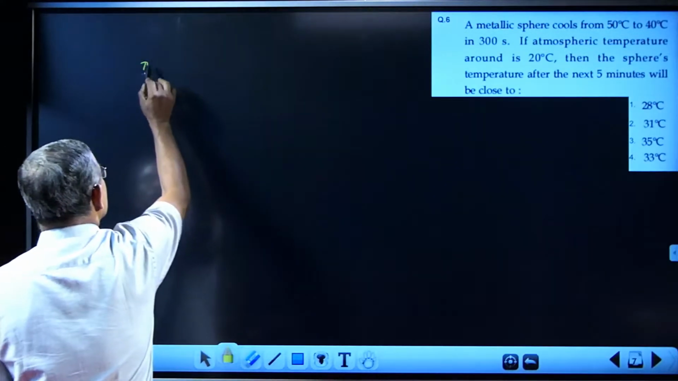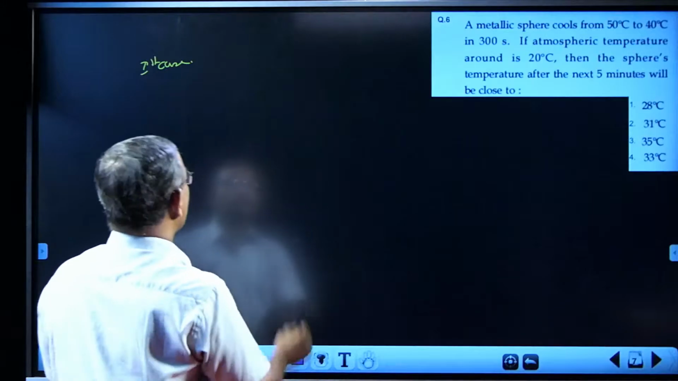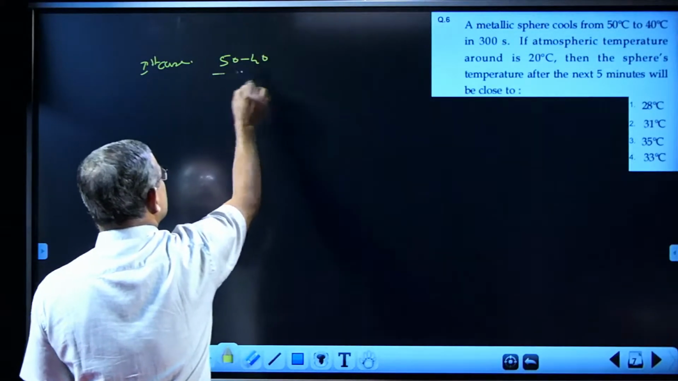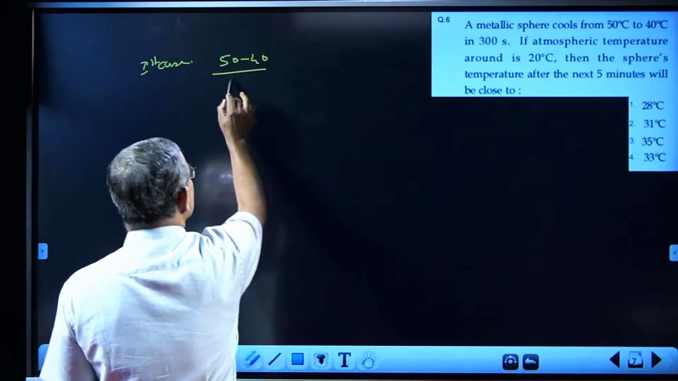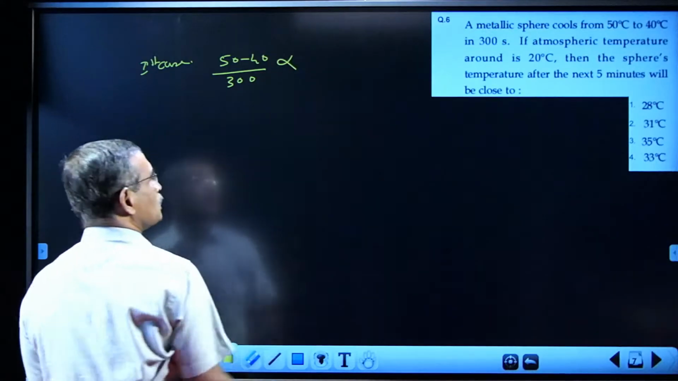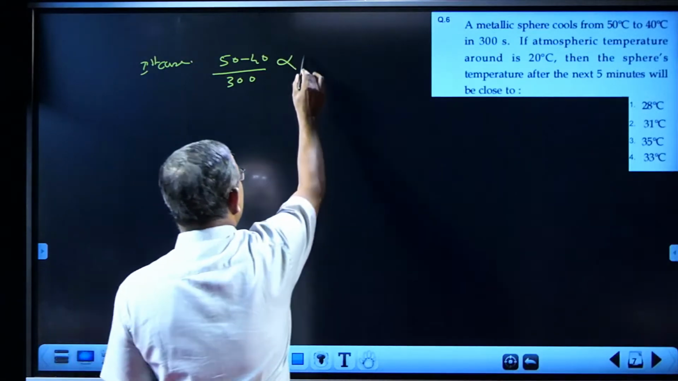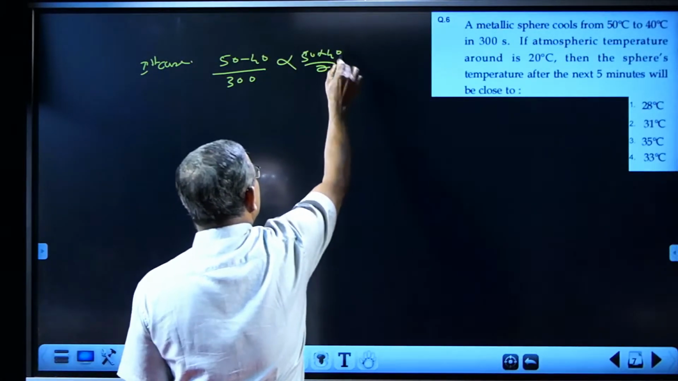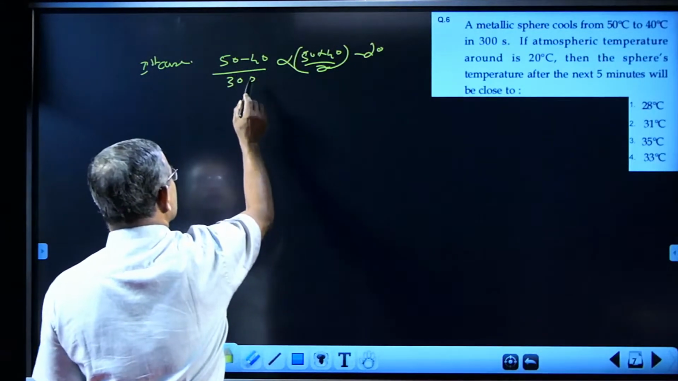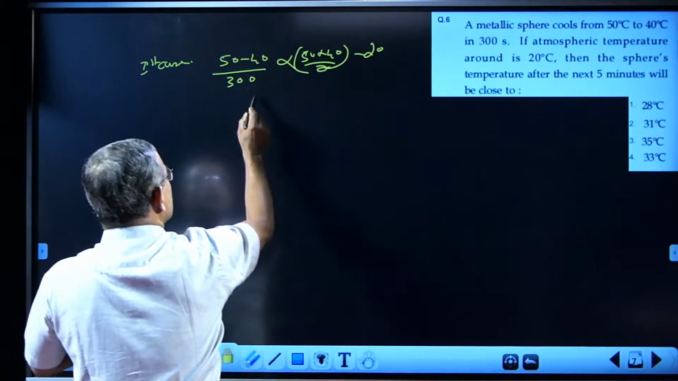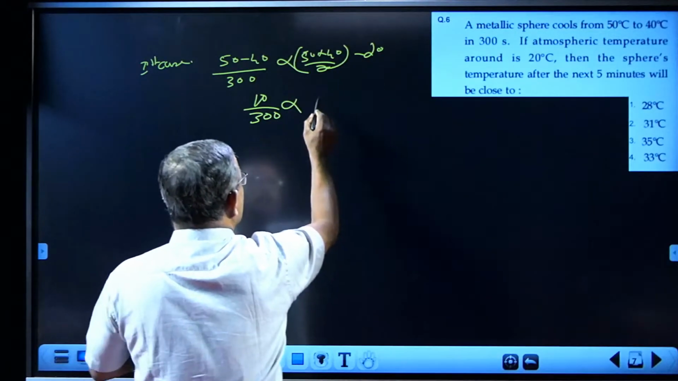In the first case, apply Newton's law of cooling. The rate of cooling from 50 to 40 is (50 minus 40) by time 300 seconds, which is proportional to the mean difference of temperature between the body and the surrounding: (50 plus 40) by 2 minus the room temperature 20. That is 10 by 300 proportional to 45 minus 20, that is 25. This is equation number 1.